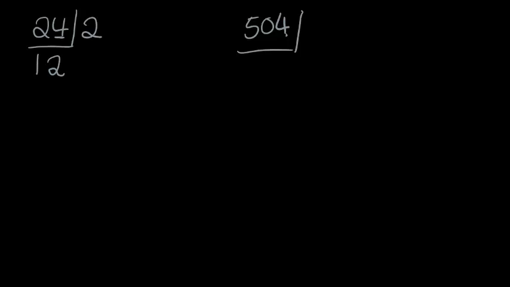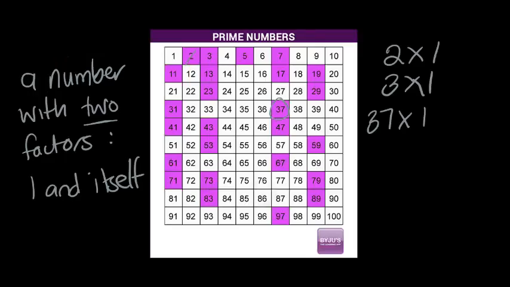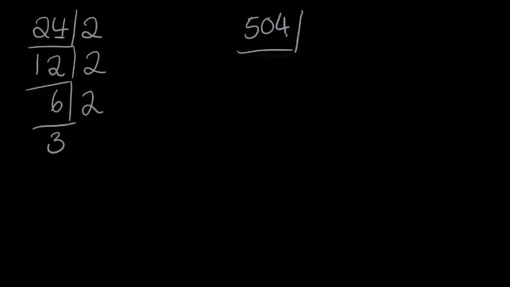12 is an even number. I can half it. I can divide by 2. So half of 12 is 6. 6 is even. I can divide by 2. Half of 6 is 3. 3 is odd, which means I cannot divide by 2. If I go back to my list, 2 I can't use, 3 I can use. 3 does divide by 3, so I'm going to divide by 3. That gives me 1, and that is where I stop.